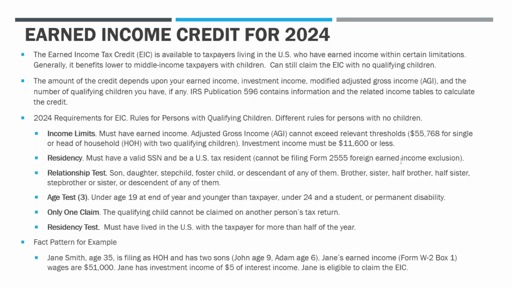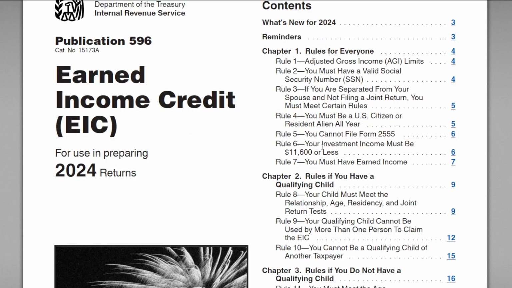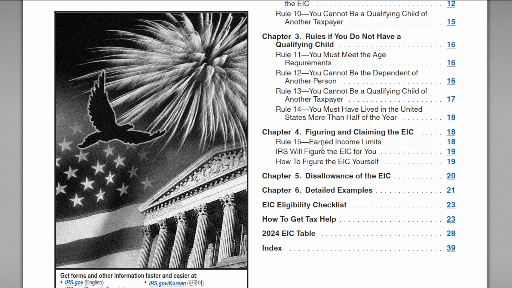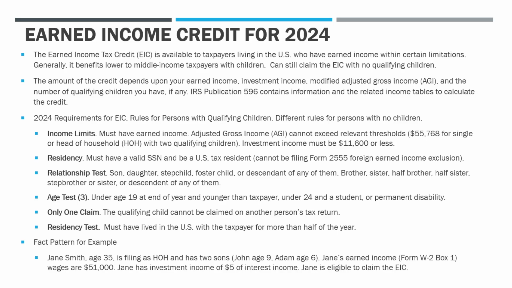There are separate thresholds for if you're filing with one child or three, or if you're married filing jointly; different rules apply. And you can find all of those rules again in Publication 596. So the 596 will have tables which will show you what those AGI thresholds are.